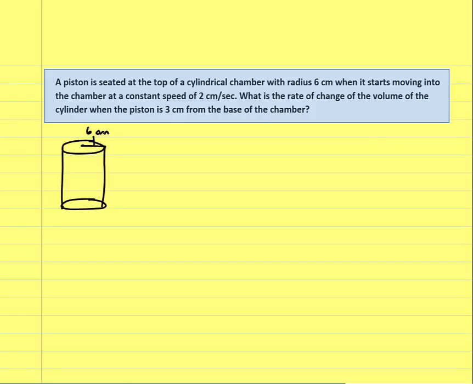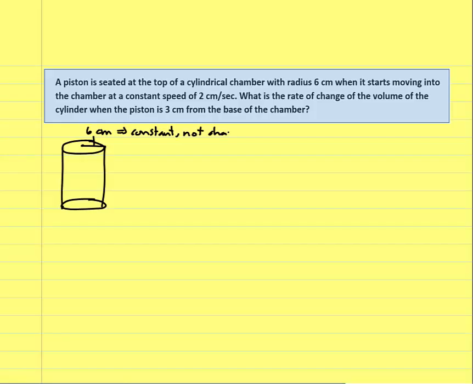Now that's constant. A cylindrical chamber doesn't get wider. The only thing that happens with the cylindrical chamber is the piston on top moves down toward the bottom and then comes back up. So that 6 centimeter radius, this is constant. It's not variable.